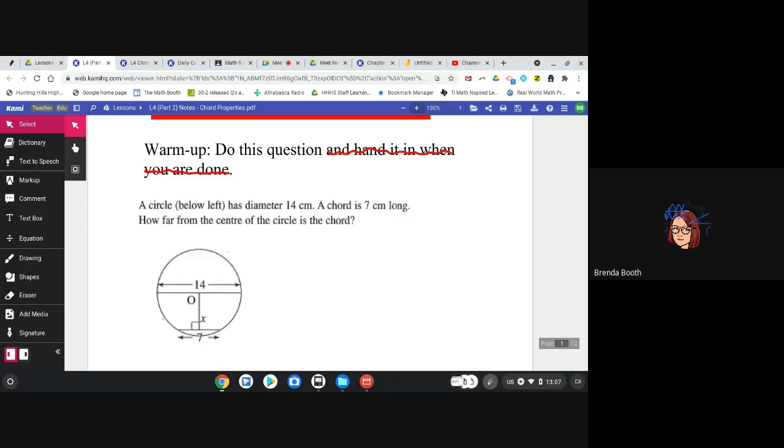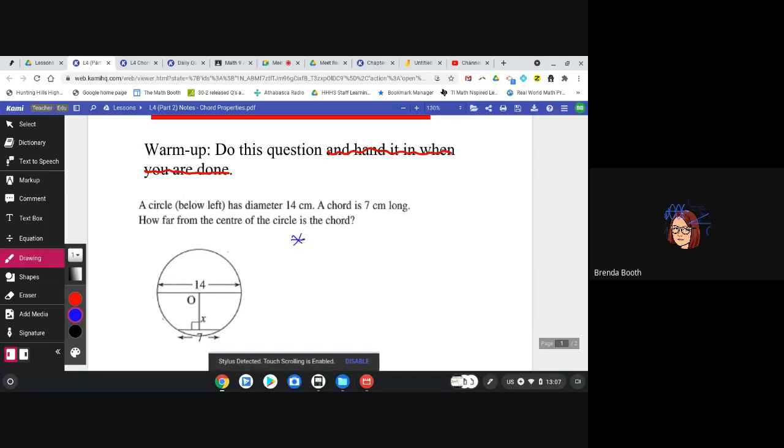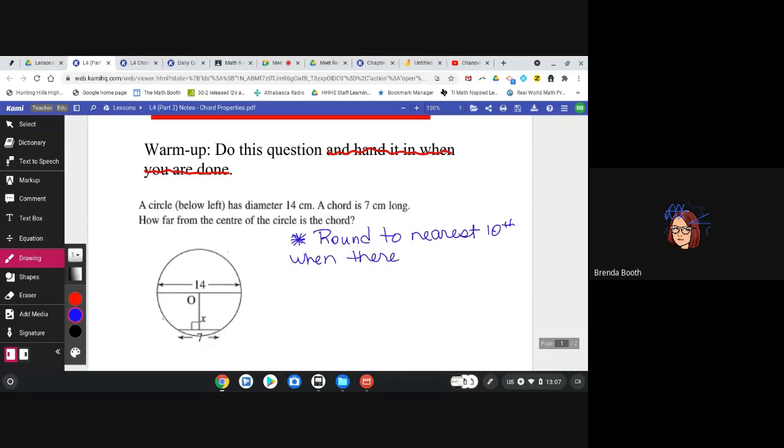And we're also going to add in a rounding rule here as well, because we've got a lot of questions in our notes where I didn't put the rounding instructions. So little rule of thumb here, you guys, we're going to round to the nearest tenth when there are no rounding instructions.